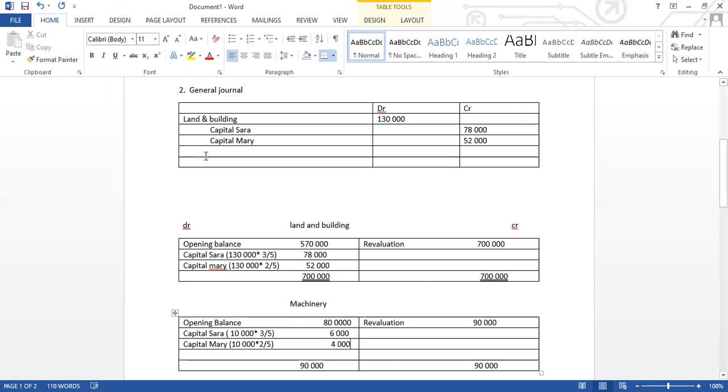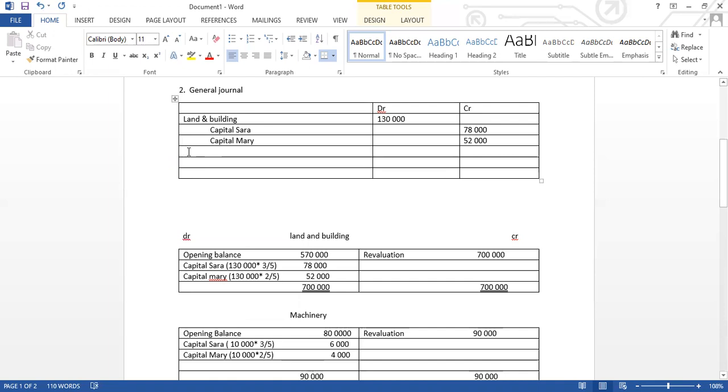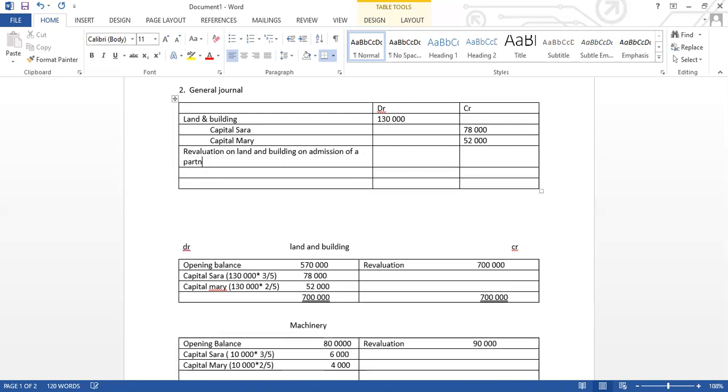So let's record this in our capital account. And again, if you're asked to show the narration, obviously here the narration will be revaluation of land and building on admission of a partner. So revaluation on land and building on admission of a partner. Yes. Okay, and then we move on.